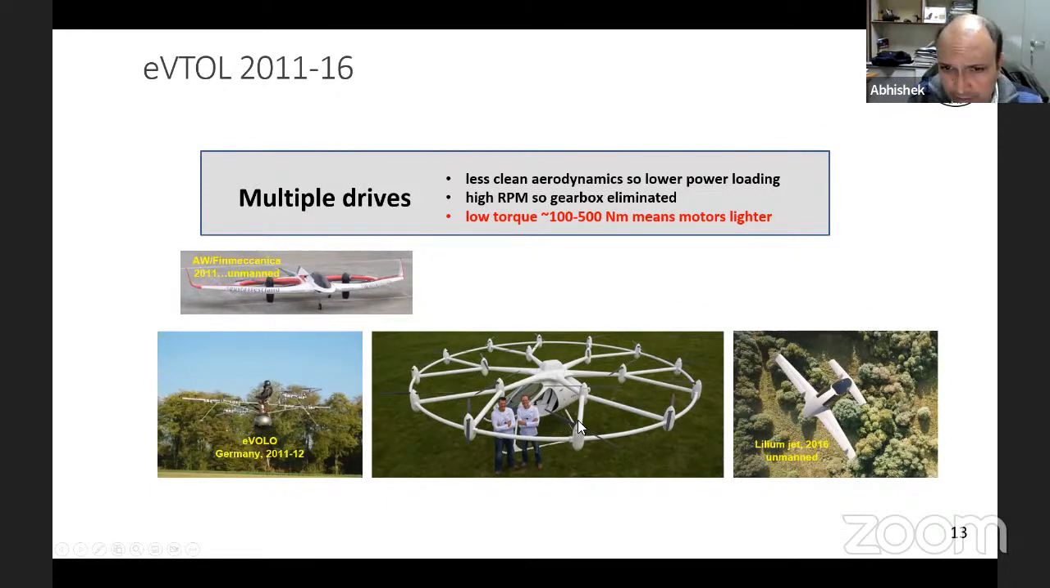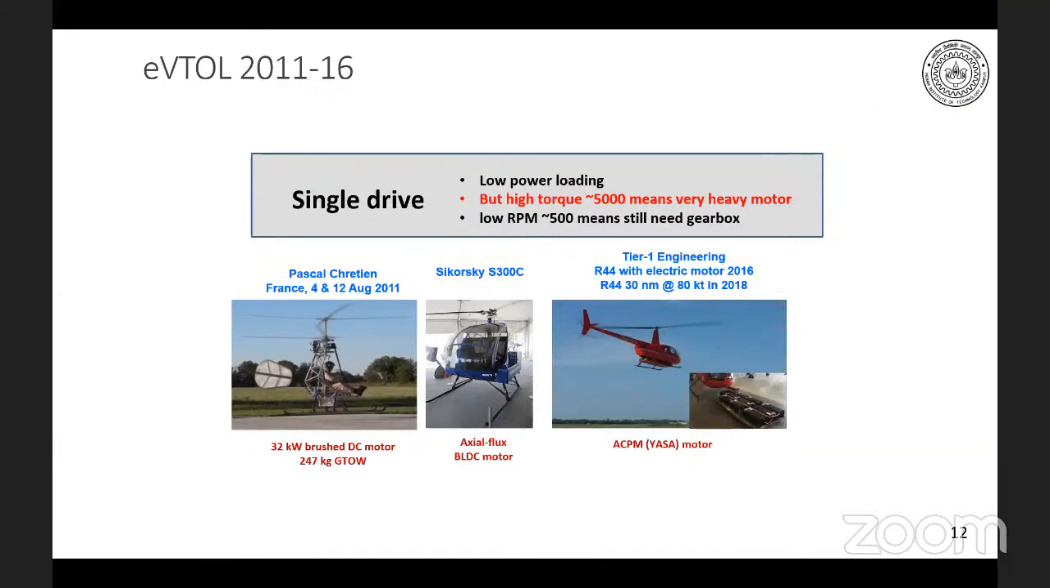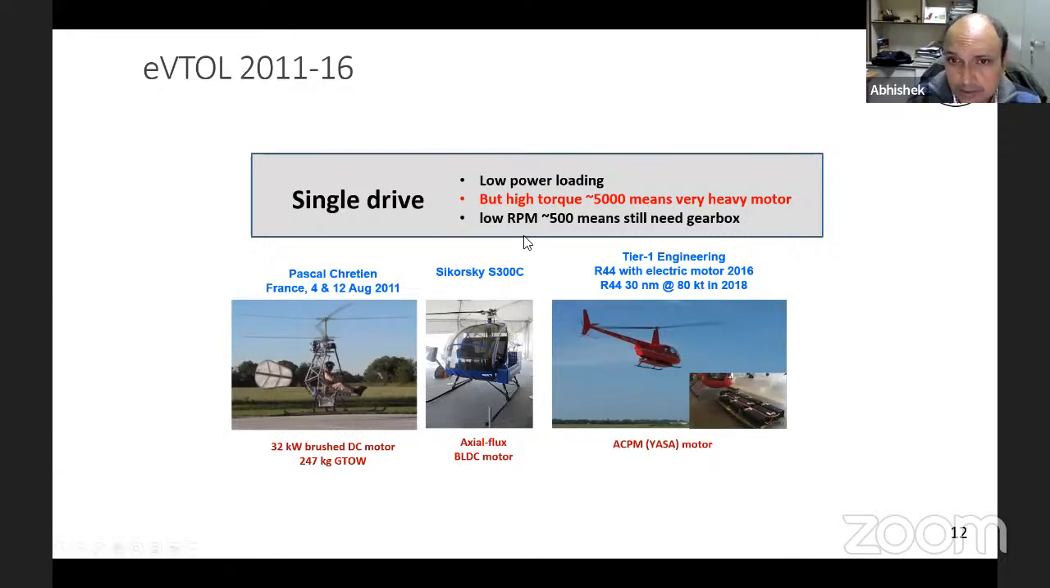So there are so many options available, and the key thing to understand is the reason why you have to go with this distributed propulsion architecture, with so many small motors. The moment I go for a smaller number of motors, as people tried with helicopters, the challenge is that the power loading is low, and the torque requirement is very, very high. With a single rotor, my torque requirement becomes so enormous that my motor will become extremely heavy, and because of the low RPM requirement, I will still need a gearbox. If I do a direct drive, I require a humongous motor, or if I don't, then I still have to use a gearbox. That is the challenge with single rotor design.